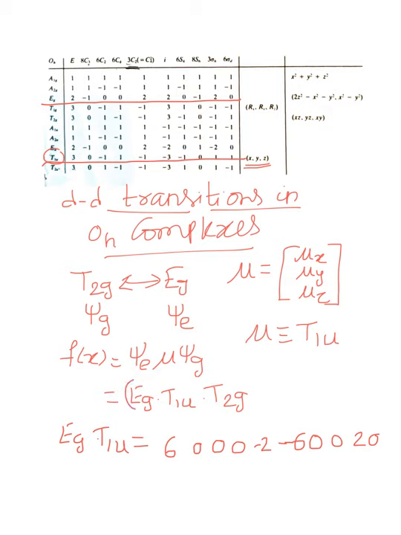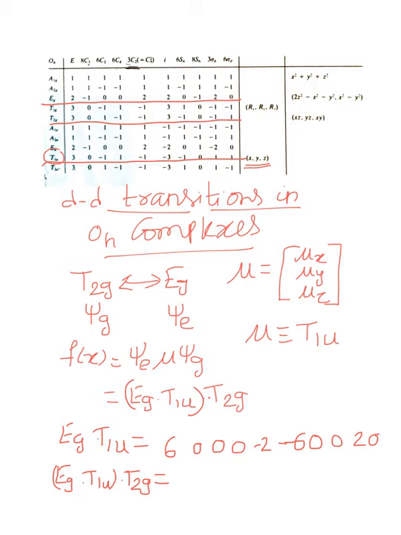Now I have to multiply this by T2g. Eg into T1u into T2g. So I have to multiply this by T2g. So here is my T2g.